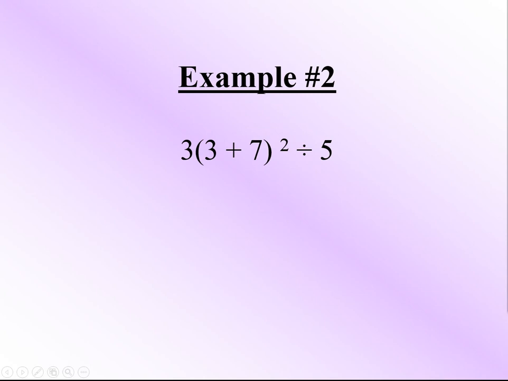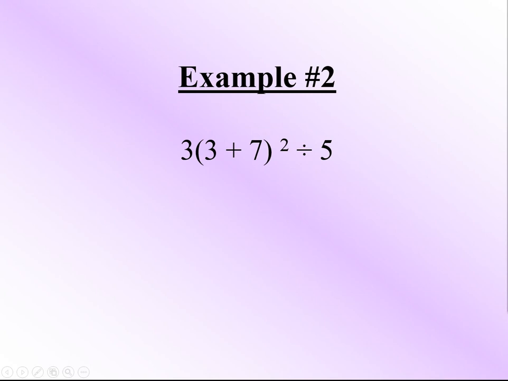Brooke, what'd you get? Okay. Everybody done? What do you got? 60. 60's correct. What'd you do first? I did 7 plus 3. Okay, good. We have parentheses here, don't we? So when we have parentheses, we have to deal with everything in the parentheses first. This was pretty easy, 3 plus 7.